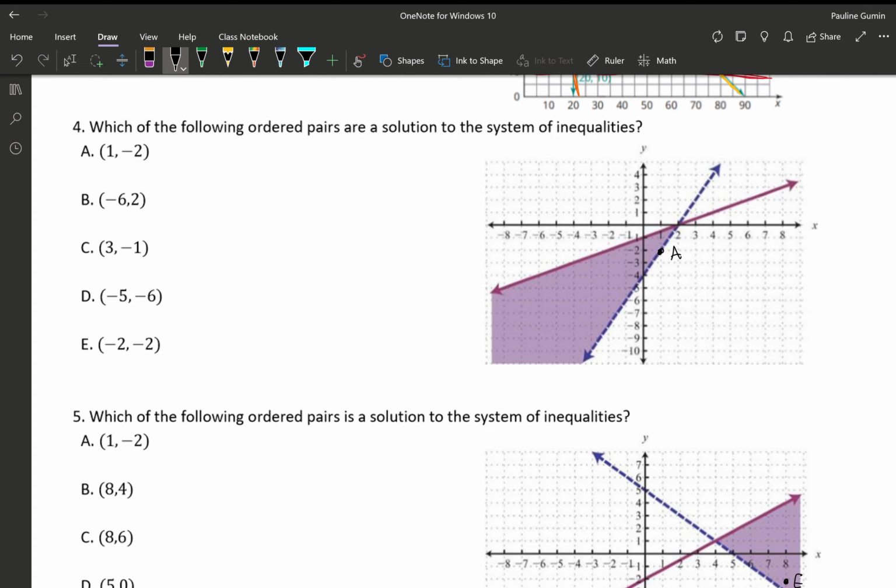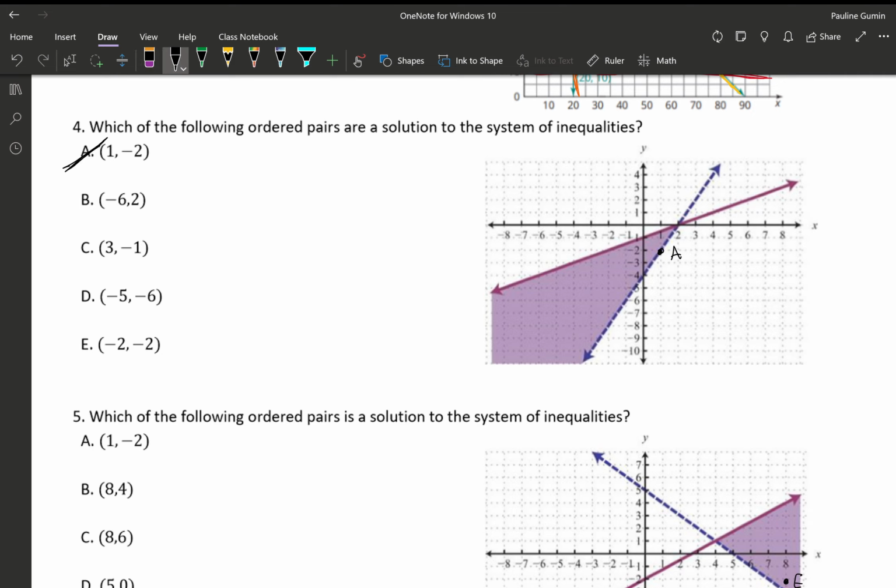Now, if we land at a dotted line, it is not an answer. A dotted line represents our less thans or greater thans. They don't have an or equal to. So we cannot equal that specific line. All right, let's graph B.